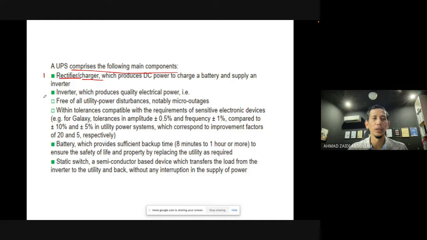And then number 2 we have the inverter, which produces quality electrical power. UPS is in DC, because when we are dealing with a battery it is in DC. So that's why we need to have the inverter. The inverter converts from DC to AC. That's the basic function of the inverter.